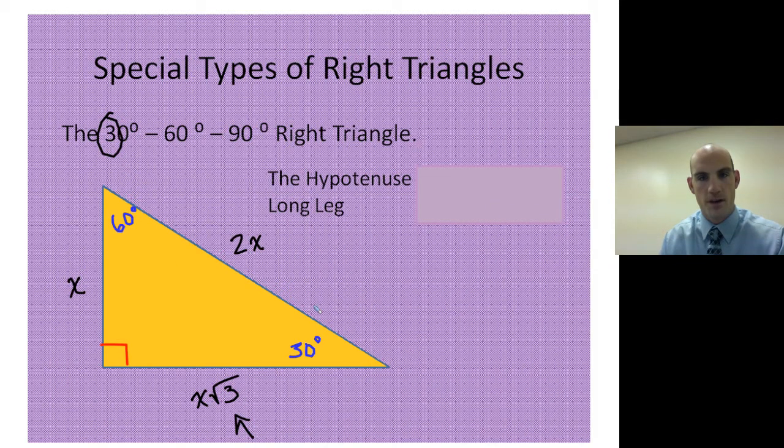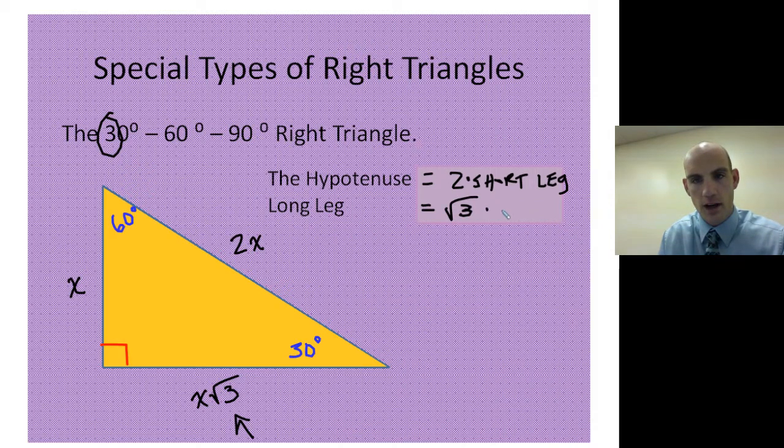So to review, the hypotenuse is equal to 2 times the short leg and the long leg is equal to square root of 3 times the short leg.